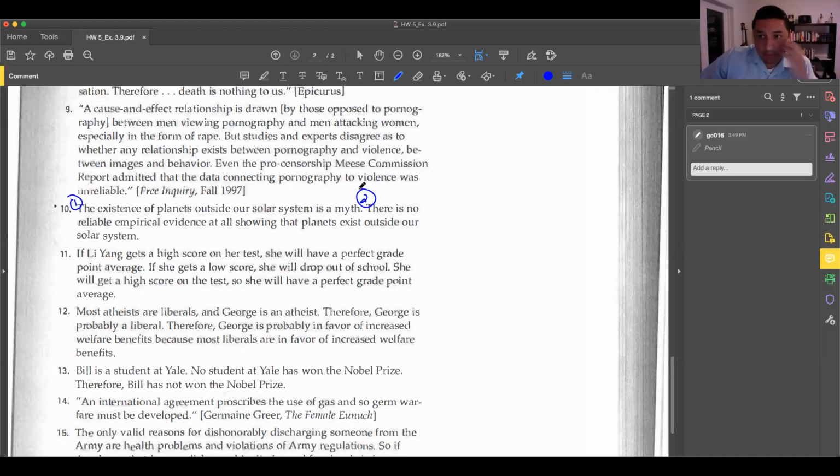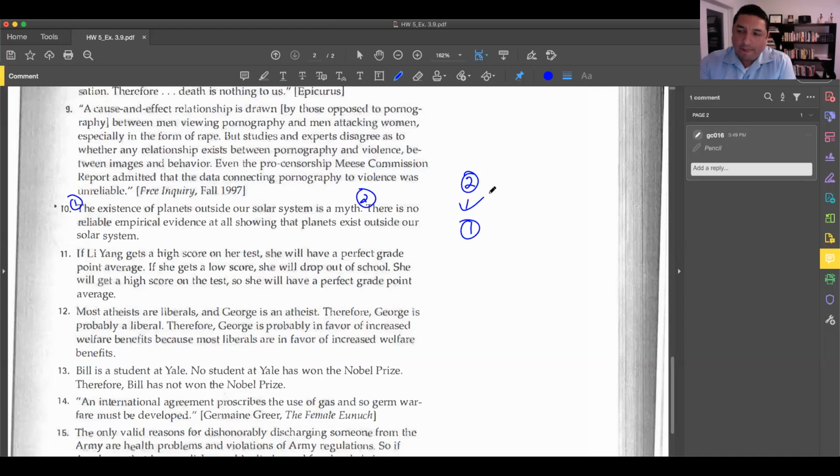And what's the evidence or the reasons for that? Well, there's no evidence for it. That's the evidence, right? The lack of evidence. So then you would just draw this out in this way. 2 is providing support to 1. Okay.